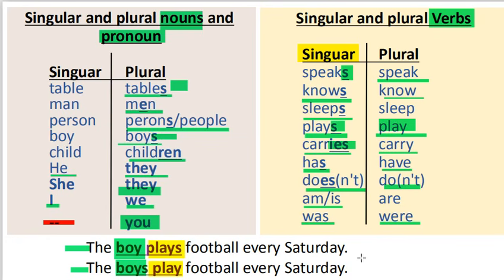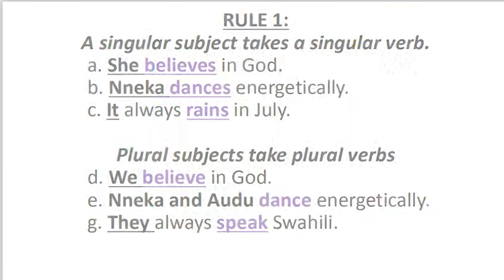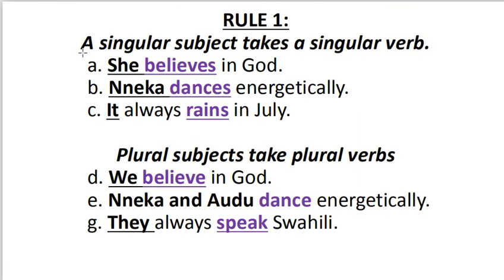Now let's move to the rules of Concord, beginning with Rule 1. Rule 1 says, a singular subject takes a singular verb. A singular subject takes a singular verb, as we had in the case of the boy plays football every Saturday. We have more examples here as well.